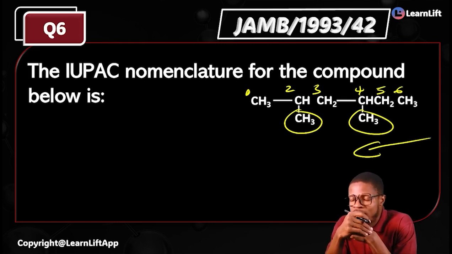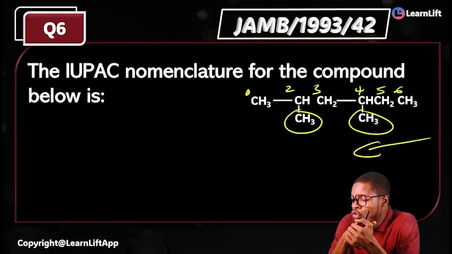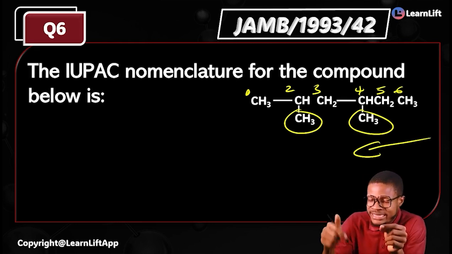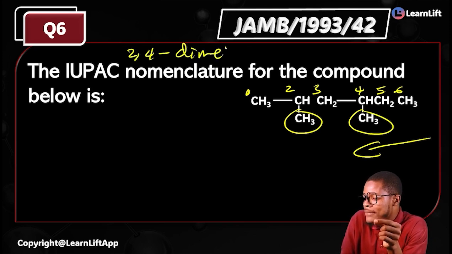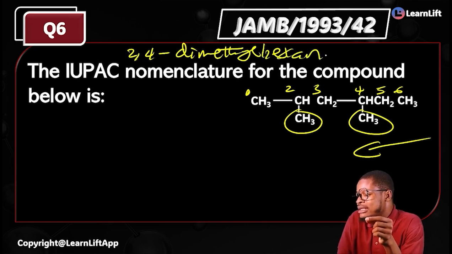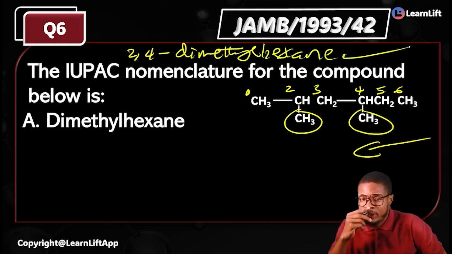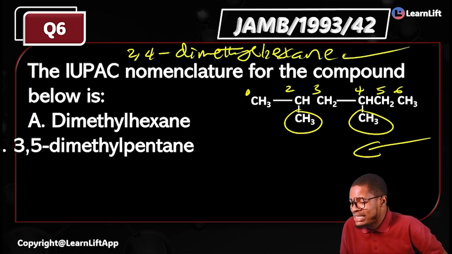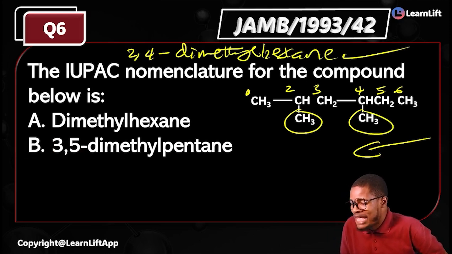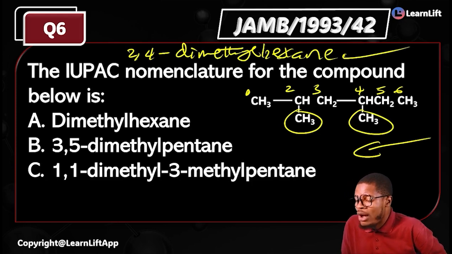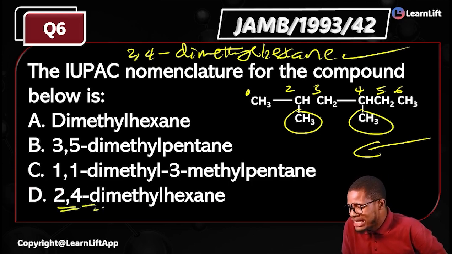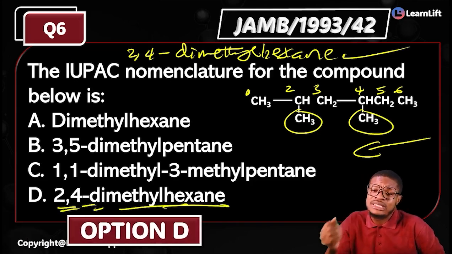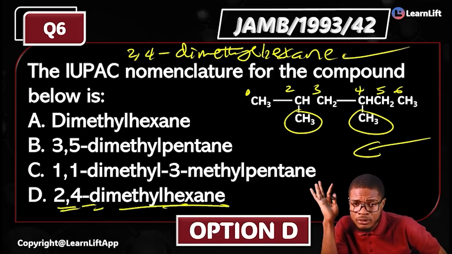So what's the name of this compound? It's going to give us nothing but 2,4-dimethyl. The name is 2, 4, then dimethyl. The parent name is what? Hexane. That's the name of the compound. Option A says dimethylhexane. B says 3,5-dimethylpentane. C says 1,1-dimethyl. Option D says 2,4-dimethylhexane. What's the answer? Option D is the correct answer. You see that it's very simple.